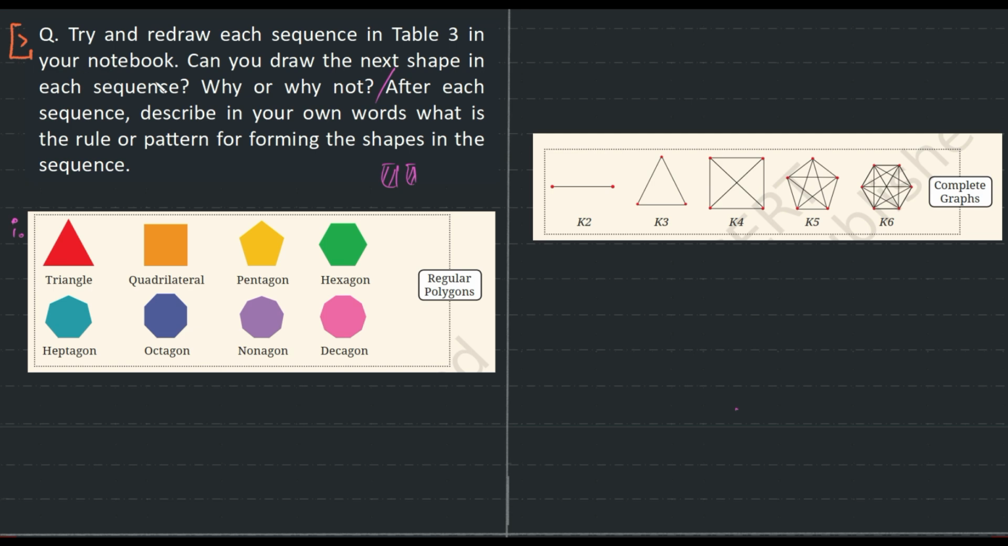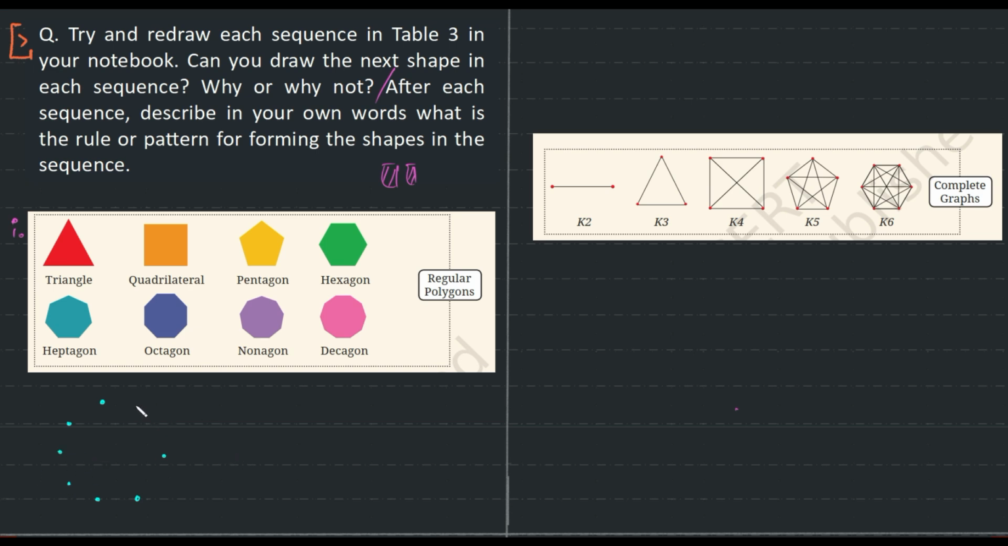Now, I should have had some more space, but anyways. Now, let's look at the next diagram. After decathlon, what will come? Not decathlon, sorry, decagon. Then we have 11 sides. So 1, 2, 3, 4, 5, 6, 7, 8.